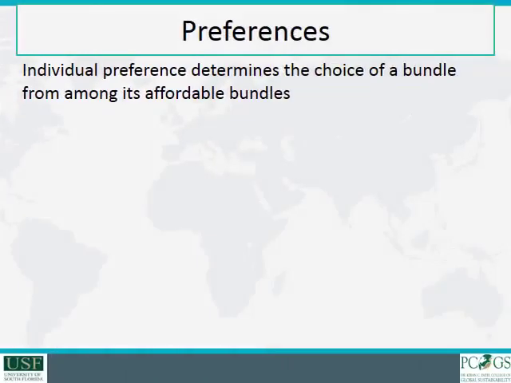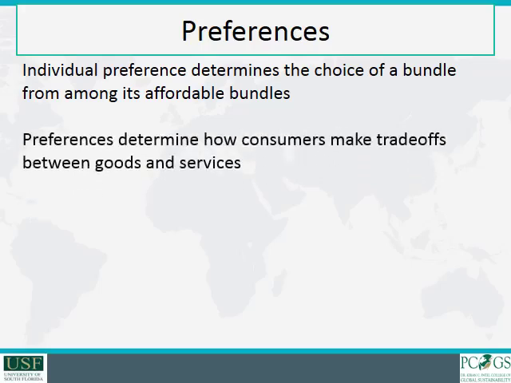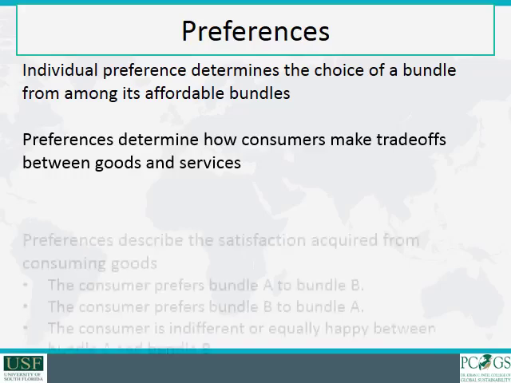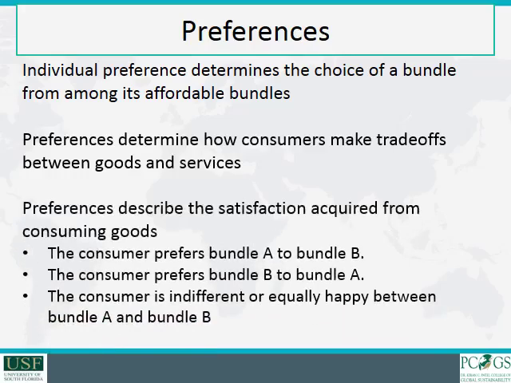A budget constraint explains what an individual's set of affordable bundles are, but says nothing about which bundles the consumer will choose to purchase. It is an individual's preference that determines which bundle from among the affordable bundles will be selected. Preferences also determine how consumers will make trade-offs between goods and services that they intend to purchase.